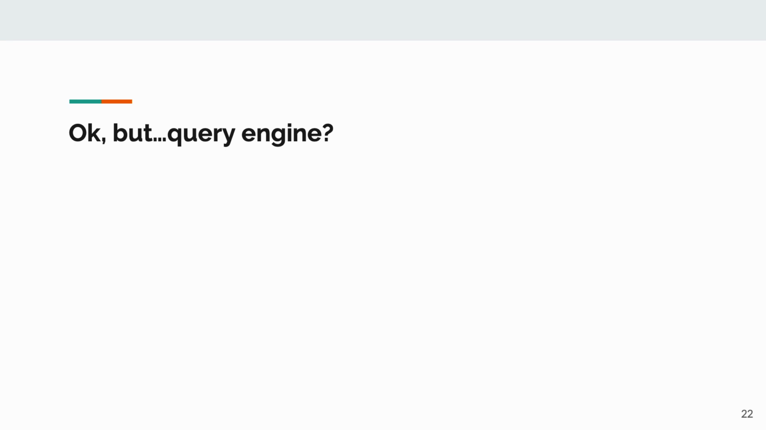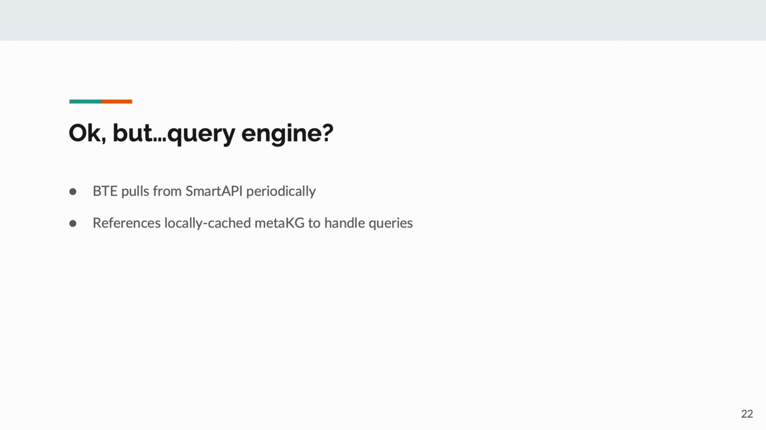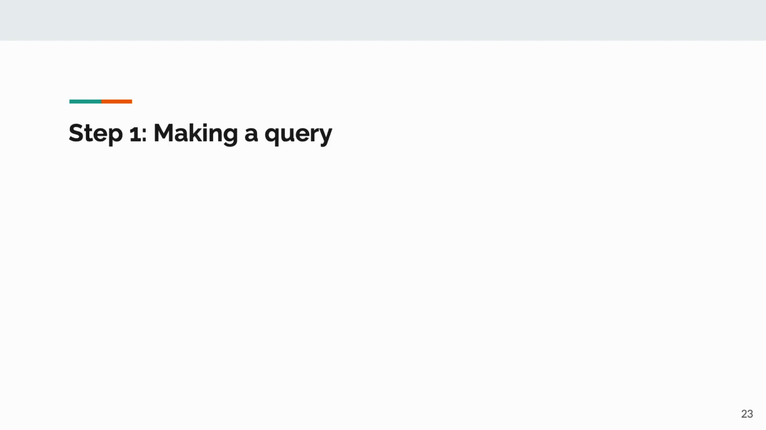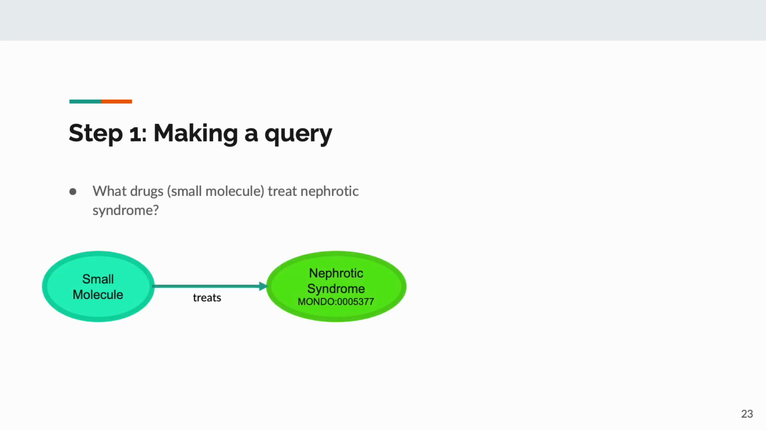As I mentioned in the beginning, BioThings Explorer is a query engine for this federated knowledge graph. BTE queries the SmartAPI registry to build a local version of the MetaKG, which it references when it receives a query. Let's take a look at an example. Step 1 in query execution, making the query. Let's take the following question. What drugs treat nephrotic syndrome? This question is represented as a graph with one of the nodes having a semantic type, but no specific ID. We're going to call these small molecules in order to cast a slightly wider net.